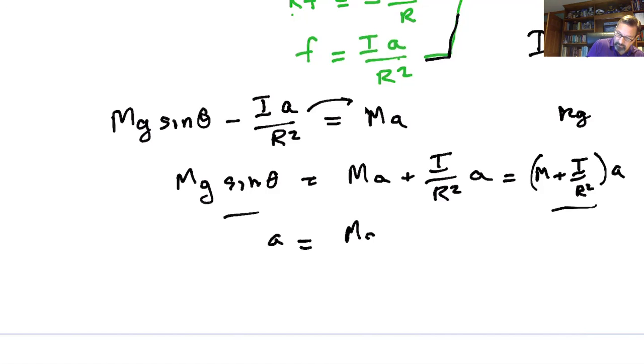So it looks like m times g times the sine of theta, the inclined plane angle, divided by the mass of the thing, plus the moment of inertia divided by the radius squared. And that is the answer for the acceleration.